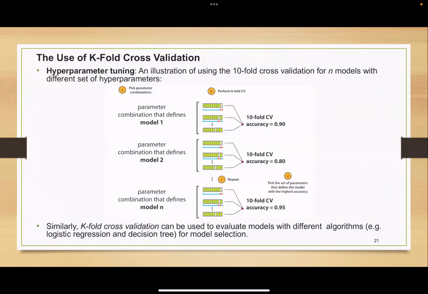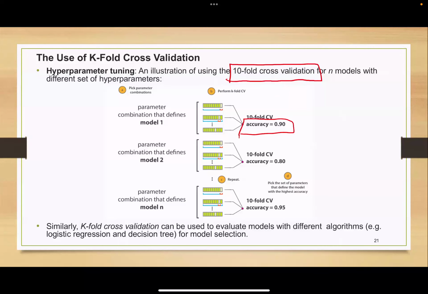Let's say if we are using a 10-fold cross-validation, it means we split the data set into 10 folds. Every time we use 1 of them as validation data. So for each model, we will train 10 times with different parts of the data. Then we calculate the average accuracy.